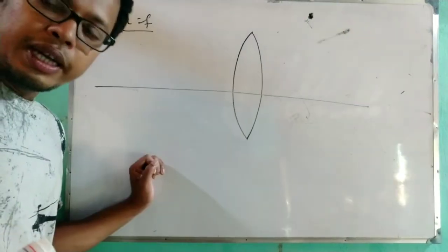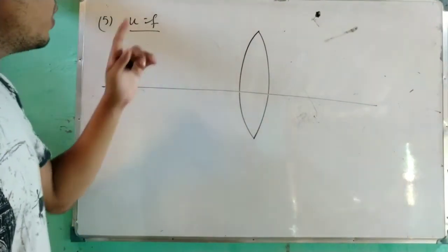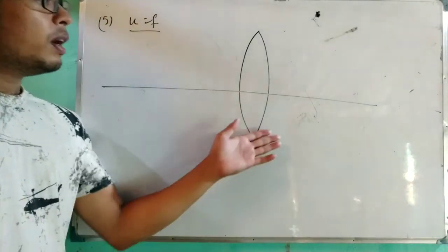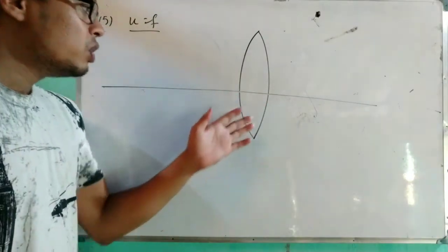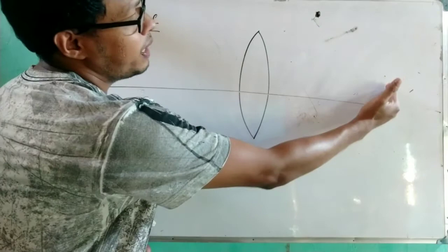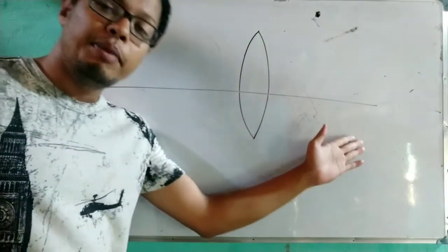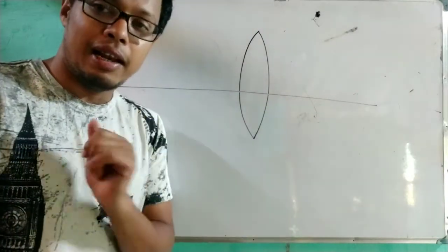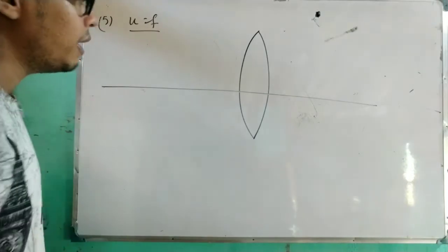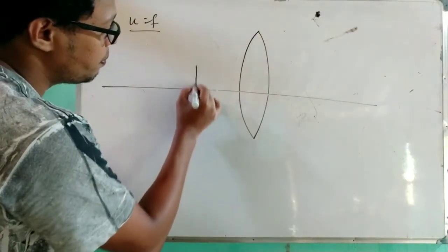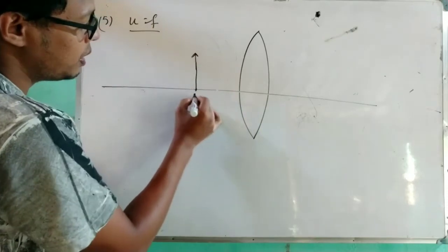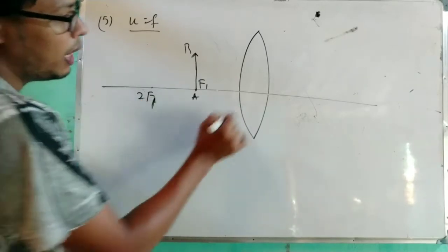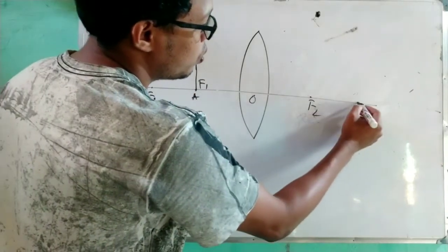Now in the fifth case, u equals f, what is the meaning? When the object is placed at the focus. See, whatever I have explained over here, in all cases when the object is placed beyond the lens, the image will form, and the image will obviously be inverted. Why? Because they are real. And a real image always forms on the screen. Now I'll explain when the object is placed at focus. Suppose this is object A and B. This is F1, twice F1, and O, F2, twice F2.